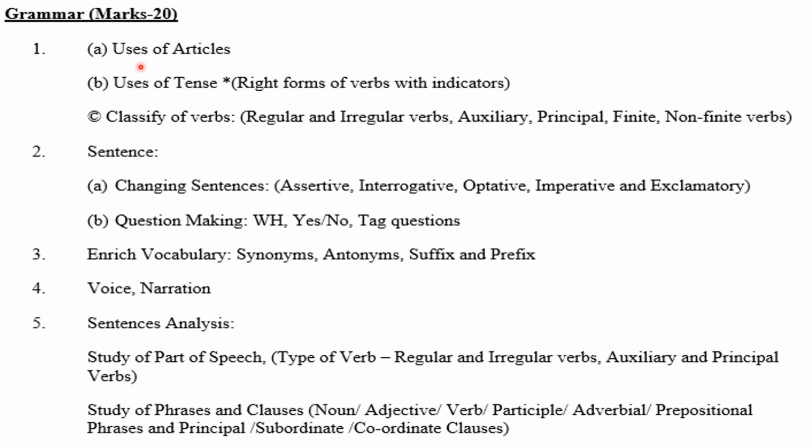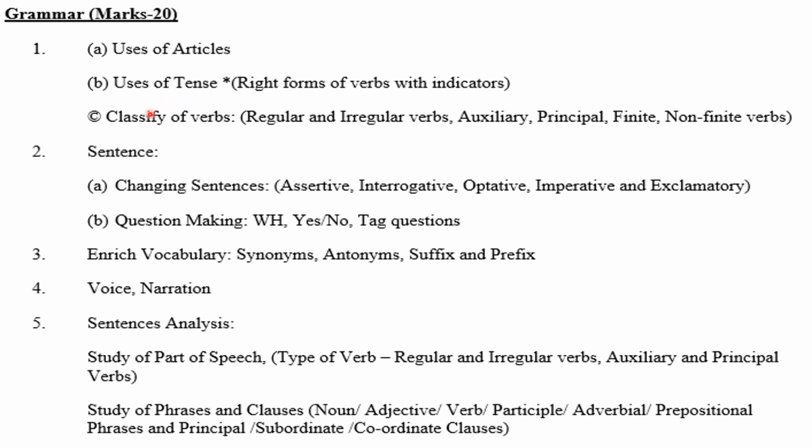We already talked about grammar. Grammar helps us to purify our language, to correct our language, to correct our writing, our listening, and speaking. So that is why we have to give importance to grammar. And the second, B: you have to know uses of tense, especially the right form of verbs with indicators, and it is a very important grammar topic.